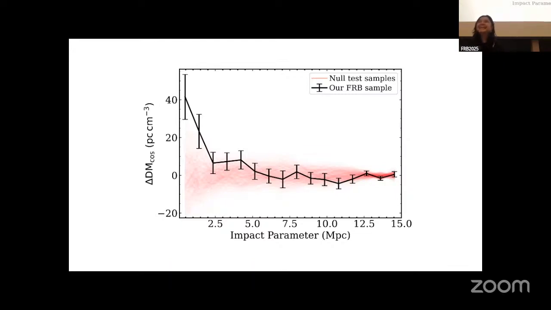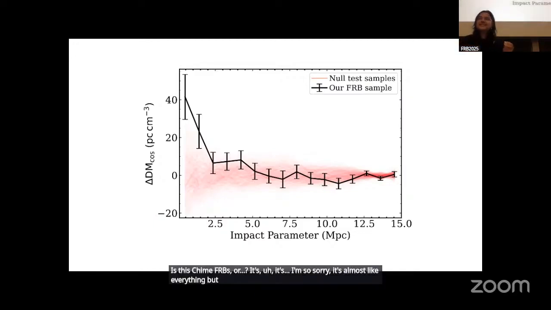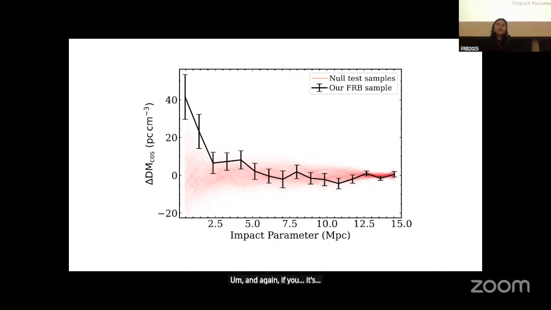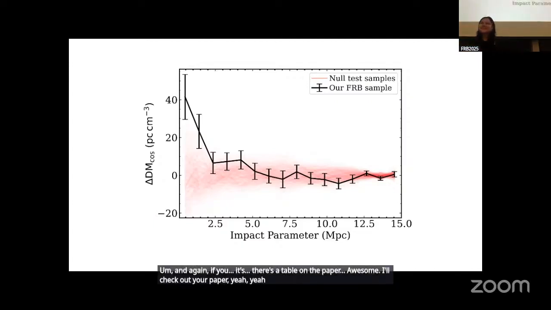Is this CHIME FRBs or? I'm so sorry. It's almost like everything but CHIME FRBs. But it's 61 FRBs that are localized, mostly DSA, some ASKAP. And again, there's a table in the paper that lists them. Awesome. Oh, I'll check out your paper. Yeah, that's super interesting. Thank you.